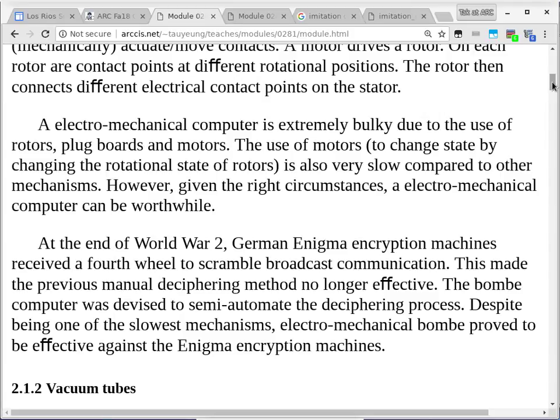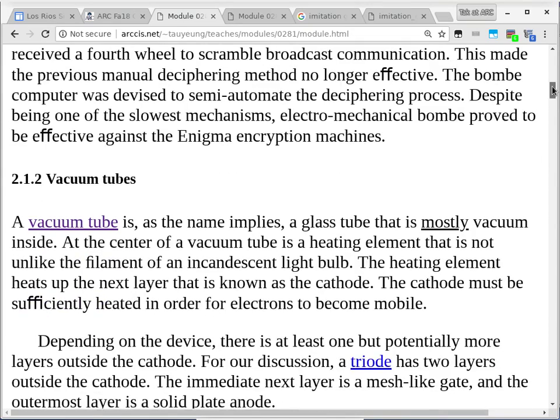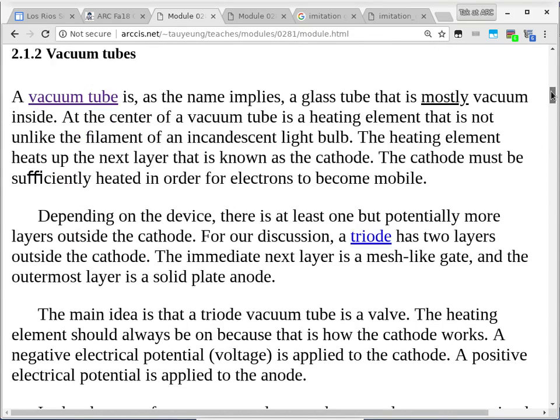But guess what? At the time, this is the kind of technology that was available, and they had to do it using only these components. Okay? So that's electromechanical devices. And then vacuum tubes did exist during that time, but the bomb machine was not using vacuum tubes. So vacuum tubes are interesting. They are very different from electromechanical devices.